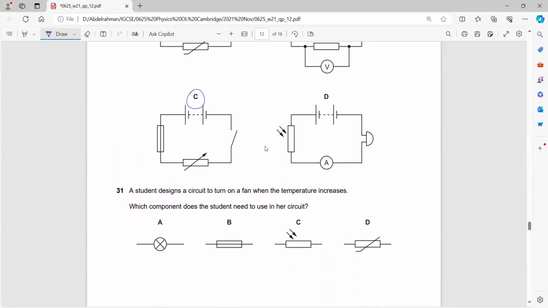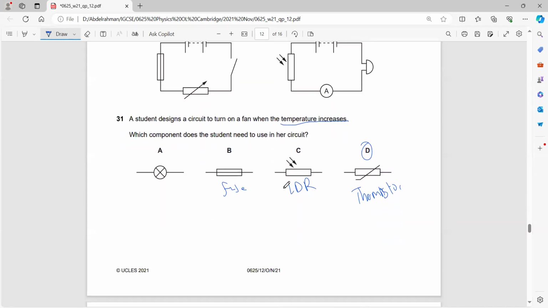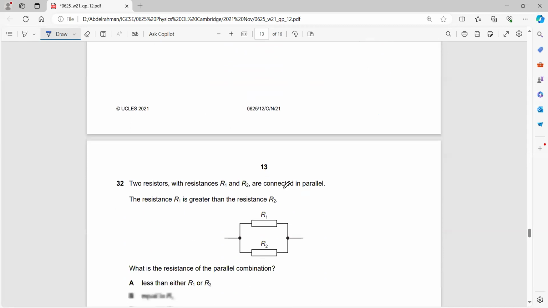A student designs a circuit to turn on a fan when the temperature increases. Which of these components has to do with the temperature, with the heat? Yes, definitely D, which is a thermistor. C is an LDR, a light-dependent resistor. This is a fuse, and the first one is a lamp. So the only one that has to do with the temperature is a thermistor.